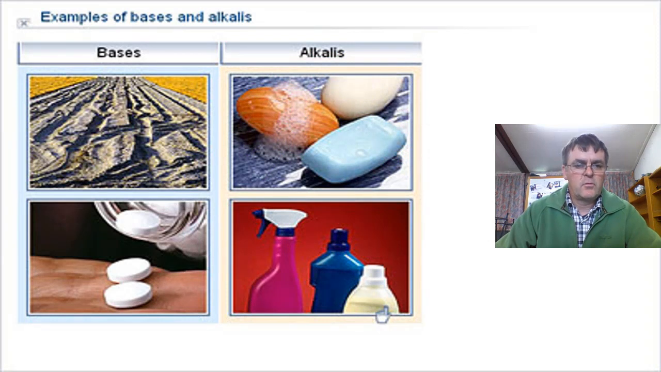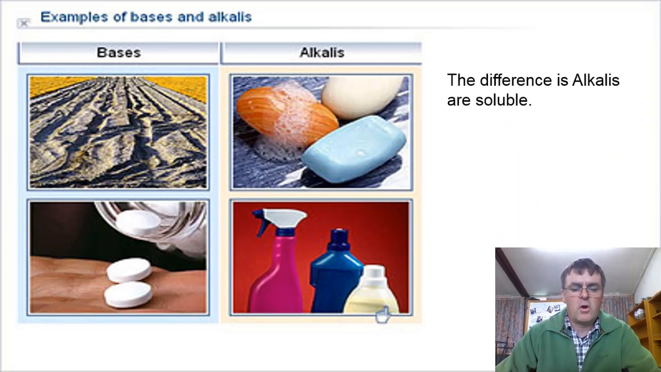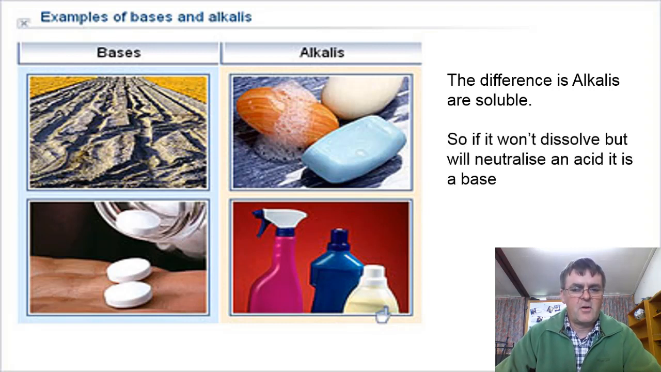So here's some examples of bases and alkalis. But what exactly makes the difference between a base and an alkali? The difference is that an alkali will dissolve in water. So if you've got something that doesn't dissolve but it does neutralize an acid, it's a base. Now if it dissolves in water, you have a thing called an alkali. So you've got liquid cleaners and you've got soaps, they're alkali.